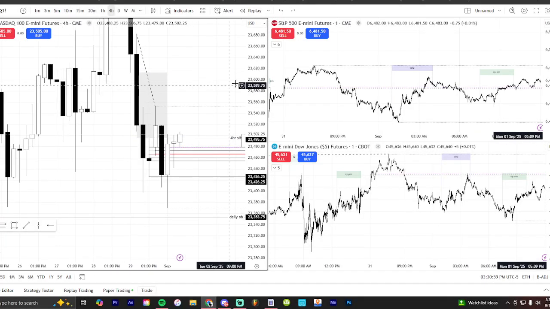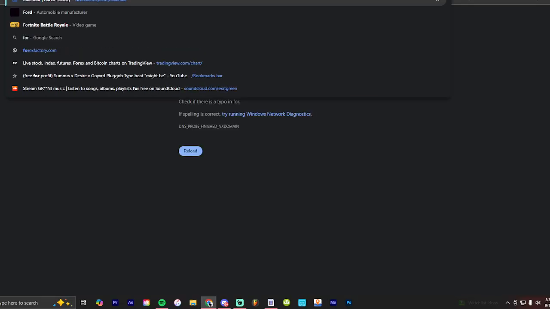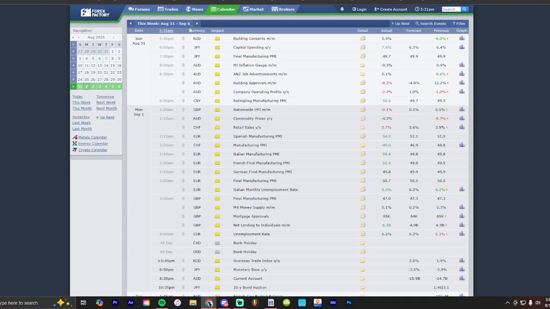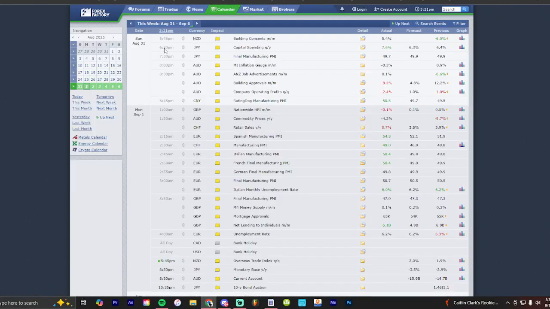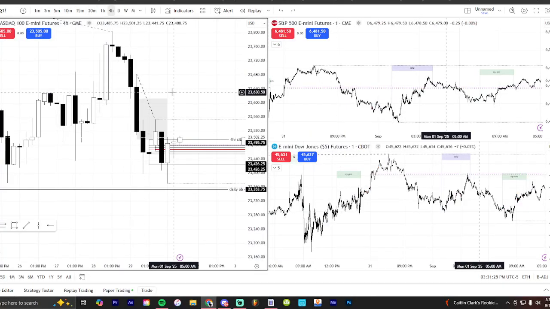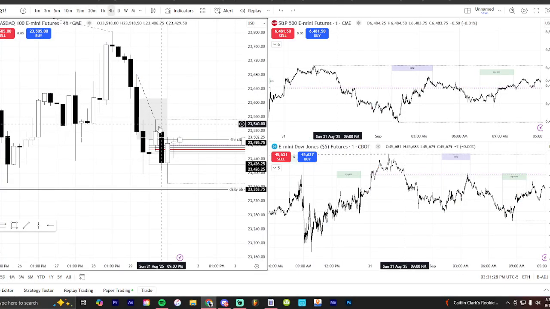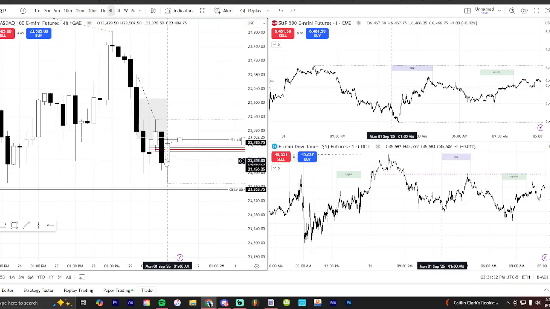But today, September 1st, we have a bank holiday. And I wasn't really expecting too much from Asia session. I know Asia session and London session will expand a little bit more than New York will on bank holidays.